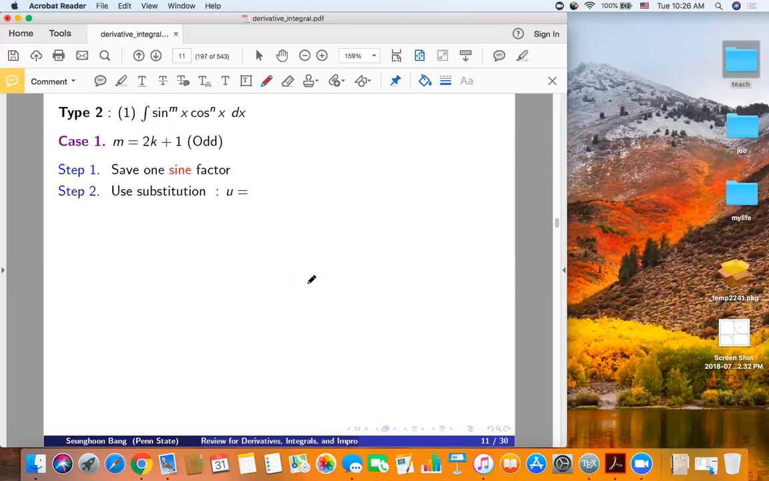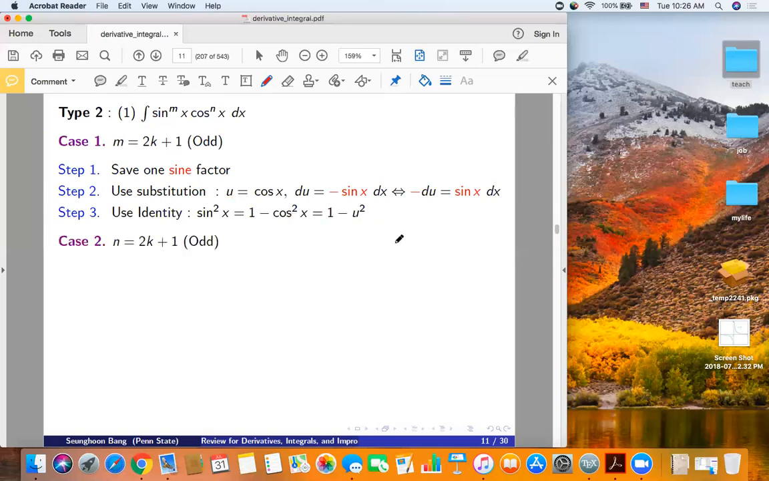The u is the opposite one. Yes, you're right, cosine of x. So du is cosine prime, negative sine x dx. Multiply both sides by minus 1: negative du equals sine x dx. Next, you need to change the sine function to the cosine function by using this identity: sine squared of x is 1 minus cosine squared of x. So you can plug u into here: 1 minus u squared.